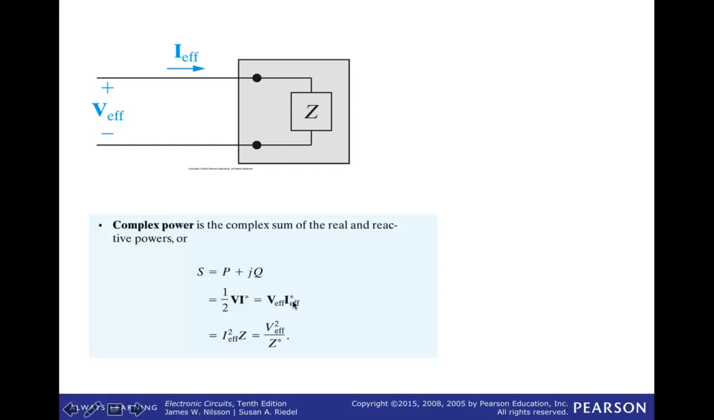Now, if the power is delivered to a load, then we can substitute for either V or I in terms of Z and the other parameter. And so this equation becomes I squared effective Z, or V squared effective over Z star. This is only the case when we have power delivered in a load. So if we have a source and we're trying to calculate source power, we're back up to these equations.